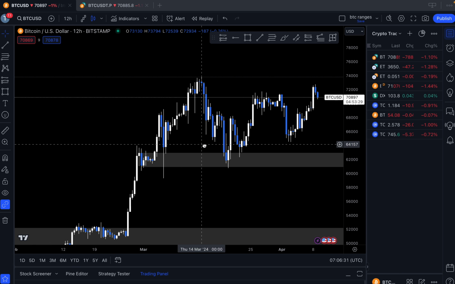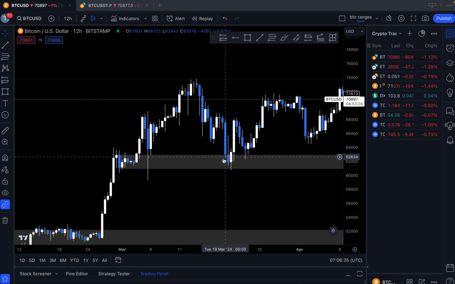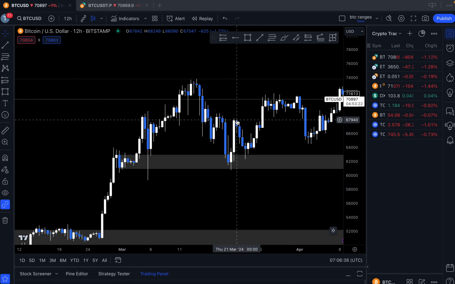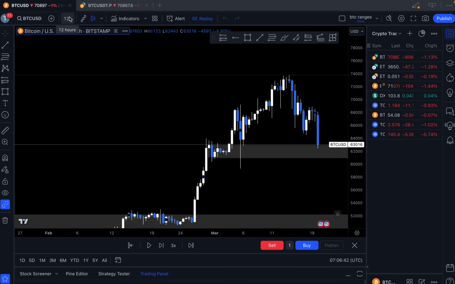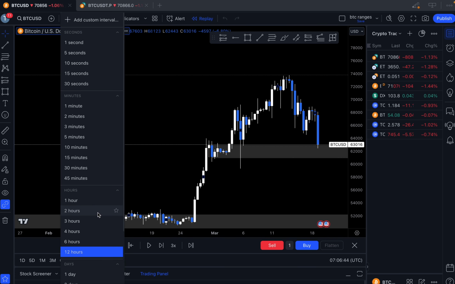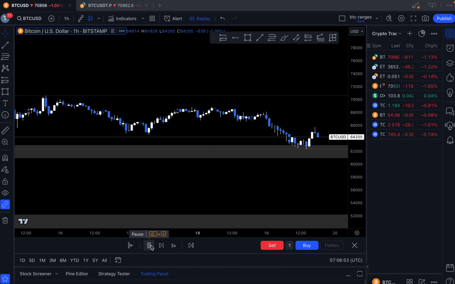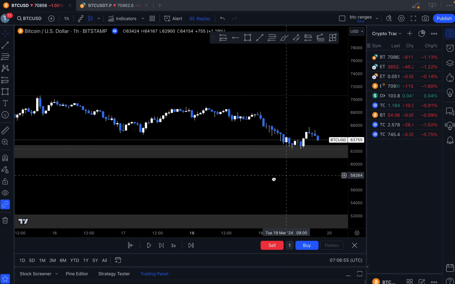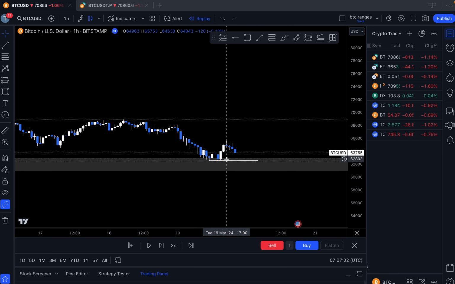But with price like this, to bid this area here, you've got to look for more than just price hitting the demand order block. You've got to look for SFPs or something like that. So for example here, you could consider this an SFP. That could be a reason to get long.